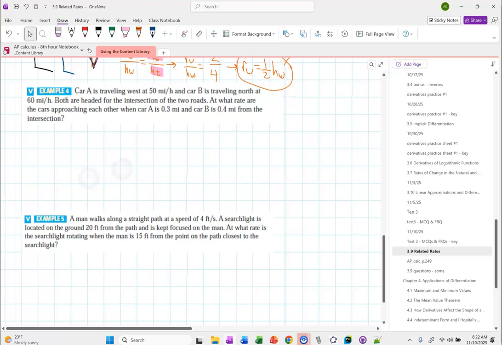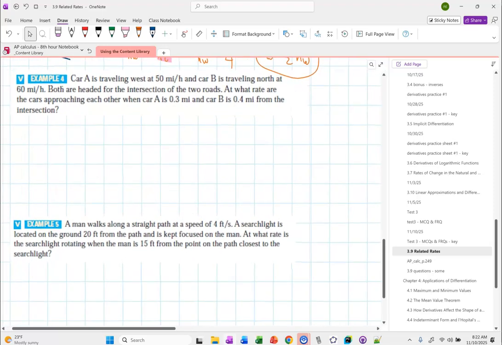We're going to do one more of these examples, and then I'm just going to let you work on that packet of related rates questions for the remainder of class. Sound good? Okay. It says car A is traveling west at 50 miles per hour, and car B is traveling north at 60 miles per hour. Both are heading for the intersection of the two roads. At what rate are the cars approaching each other when car A is 0.3 mile and car B is 0.4 mile from the intersection?